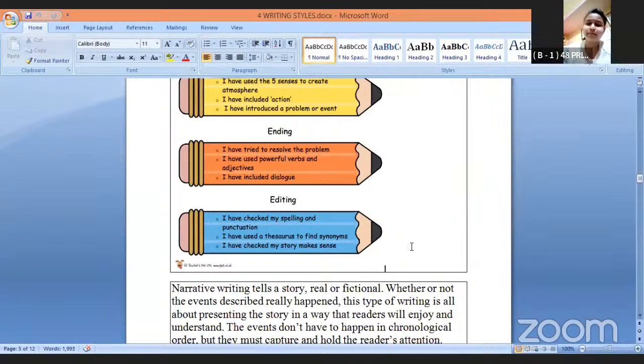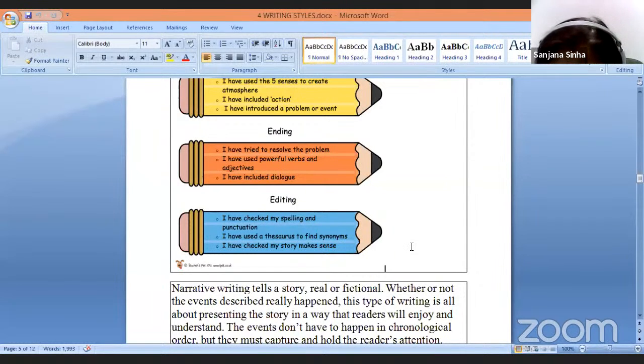Thank you, ma'am. If you don't have a thesaurus at home, you should have one. It gives you the synonyms and the meanings of various words. Anything you need to ask?